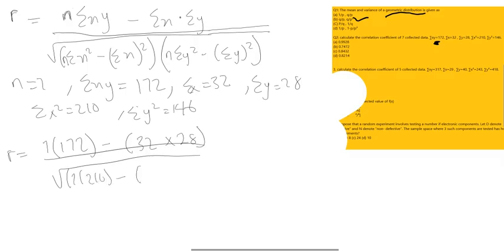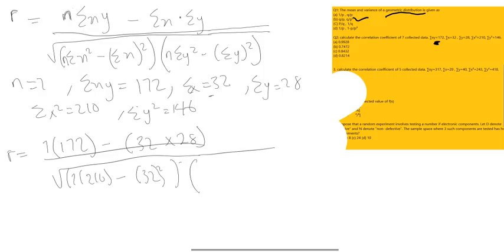minus summation x, then the square of that summation. There's a difference, don't mistake it. This one is summation x square, but this one is summation x. What you are squaring here is summation x. You are not going to use summation x square. You are squaring summation x, which is 32, so you are squaring 32. You can put it in a bracket like this, then close the bracket.